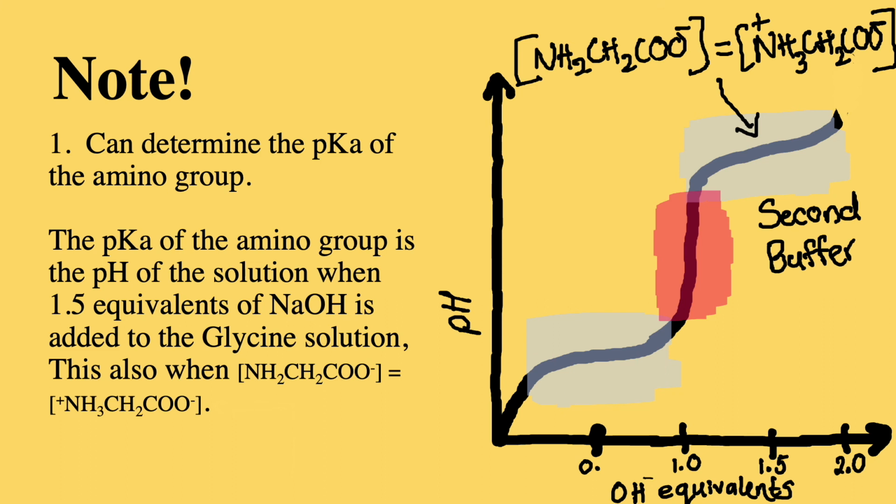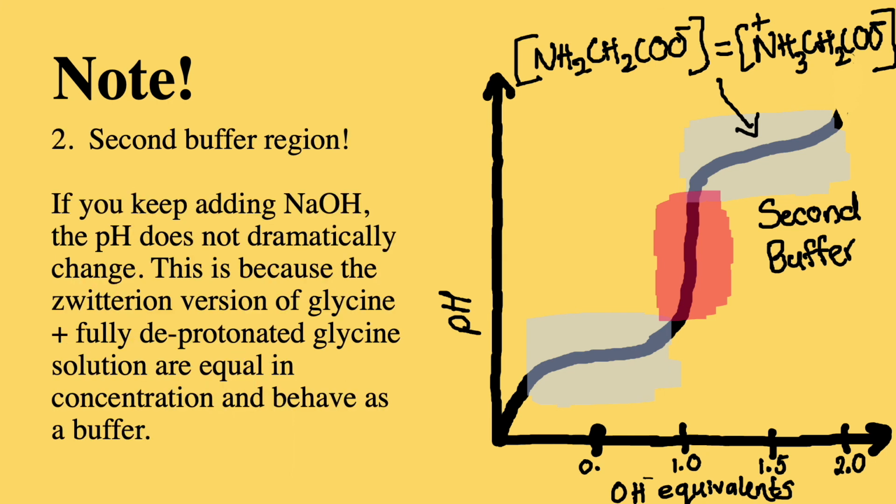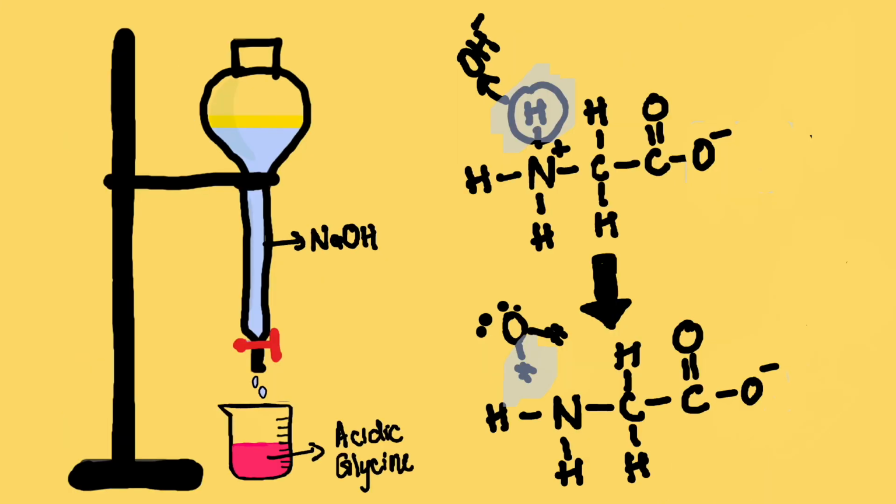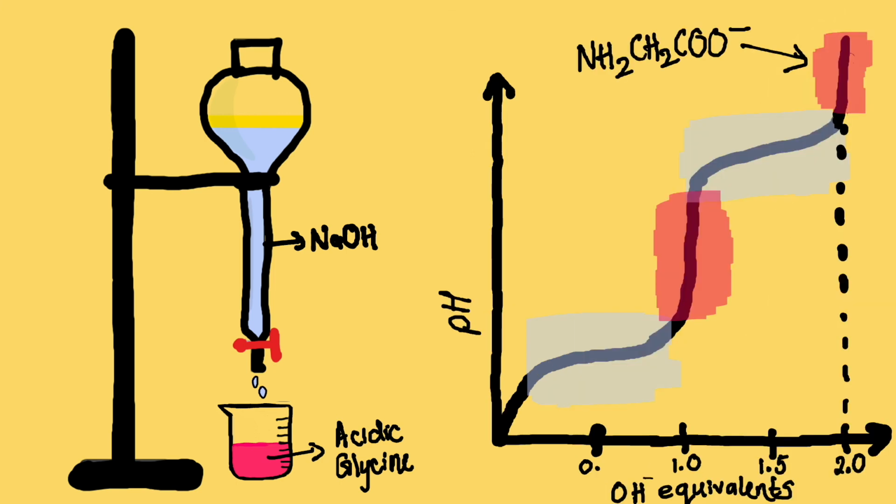In other words, the pKa of the amino group is the pH of the solution when 1.5 equivalents of NaOH is added to the glycine solution. At this stage, the titration curve will once again look flat, depicting the second buffer stage. As we keep adding more NaOH, more glycine molecules in their zwitterion form will become deprotonated. When exactly 2 equivalents of NaOH is added to the glycine solution, all glycine molecules will have become deprotonated. All glycine molecules will be negatively charged with the overall structure of NH2 CH2 COO-.